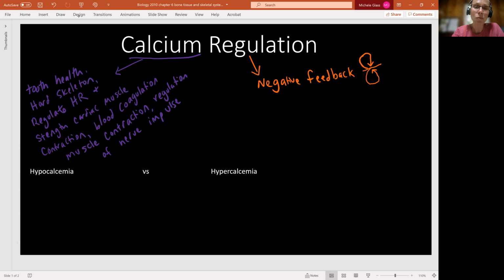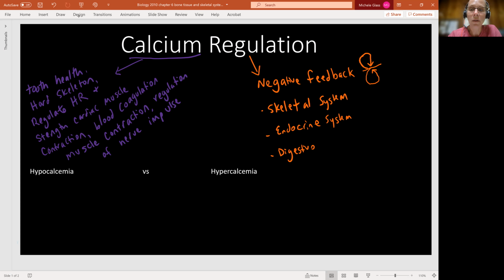We're going to see that there are three areas, groups of tissues, body systems that are going to be involved. We're going to have, of course, the skeletal system, which is why we're talking about this here in chapter 6. We're going to see the endocrine system is going to play a role here. So we'll actually talk about this mechanism again in the next semester. And we'll see the digestive system plays a role here as well. So we'll see these three body systems really being in charge.